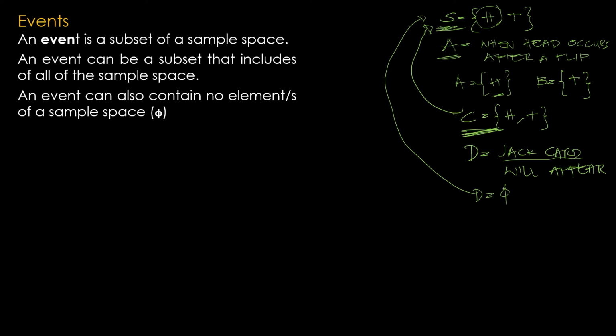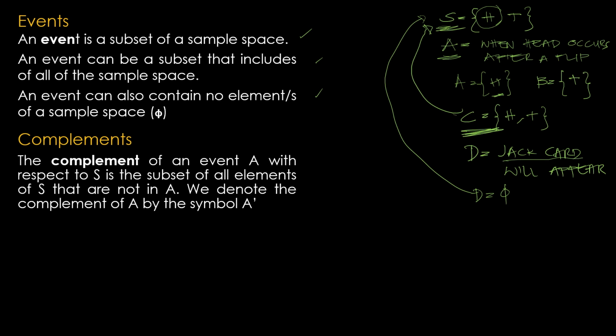So waray talaga ito, it can't happen. Therefore, your event D is called a null set. Meaning, waray niya sulod, wala siyang laman. So, ito, complements. The complement of an event A with respect to the sample space S is the subset of all elements of S that are not in A. Kung ano yung wala sa A na nandyan sa sample space, yun yung complement of A mo. We denote the complement of A by the symbol A prime.